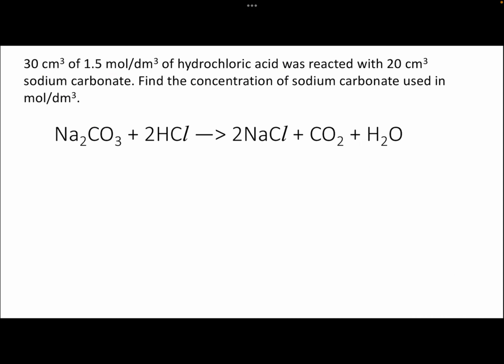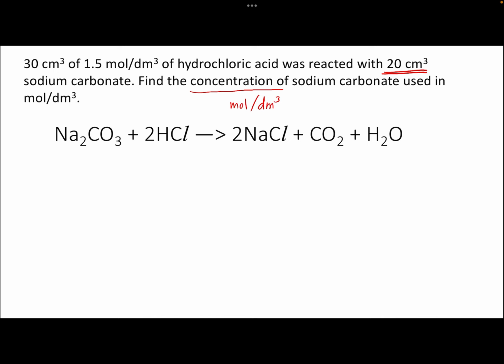Okay, so let's look at this type of question. This type of question is quite common. I have 30 cm cube again of hydrochloric acid that is reacted with 20 cm cube of sodium carbonate. Now, they want you to find the concentration. So, what is concentration? Sometimes you are stuck. You just write whatever units come to your mind here. So they want you to find the concentration, right? So what have they given you? They have given me the volume in cm cube.